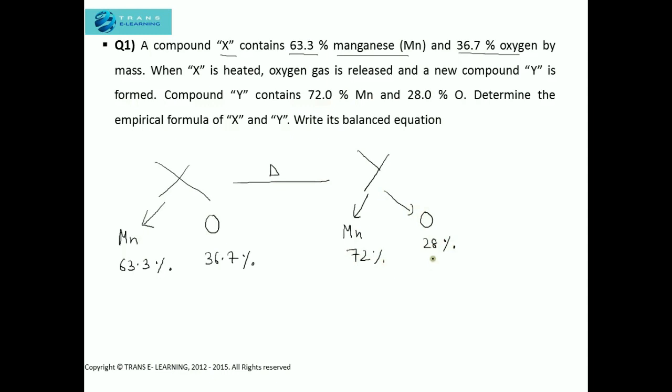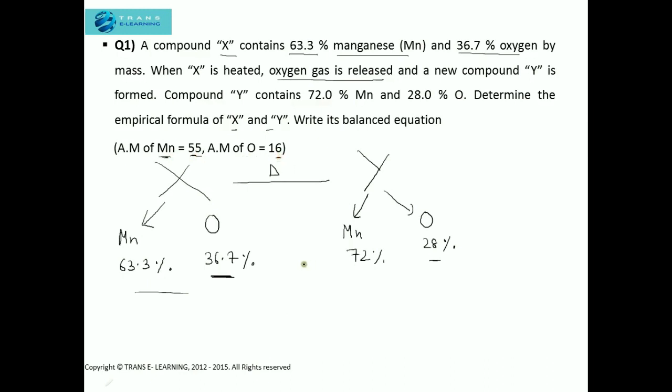As given in the question, oxygen gas is released, so you can very well see that initially in compound X the percentage of oxygen was 36.7, but when it forms compound Y, it reduces to 28%. So we need to determine the empirical formula of X and Y, and we need to write the balanced equation. To find the empirical formula, two important parameters needed are the percentages that are given and the atomic mass. The atomic mass of manganese is 55, whereas that of oxygen is 16.